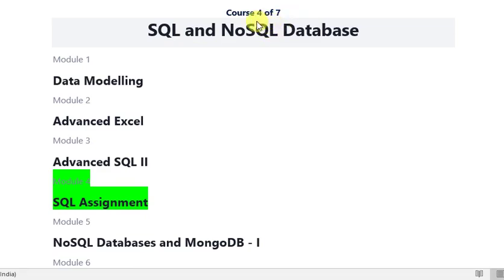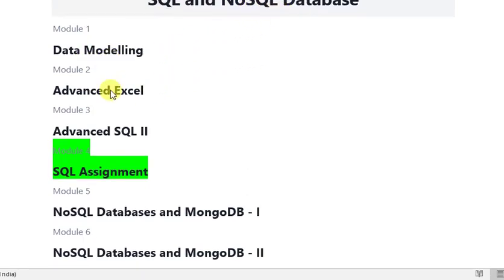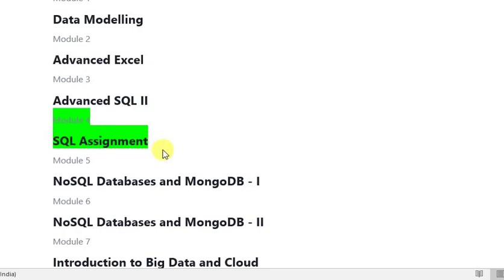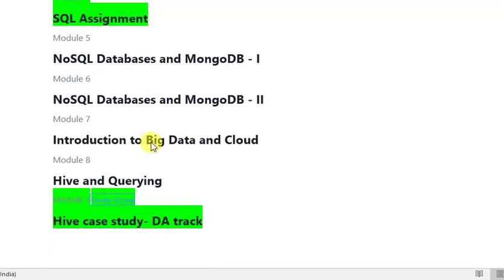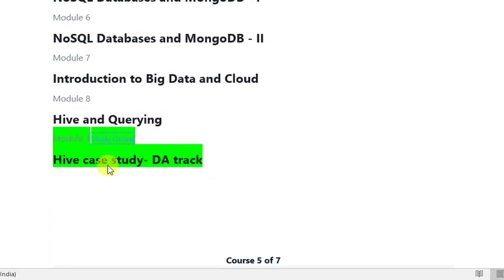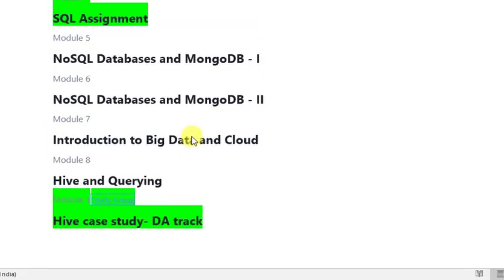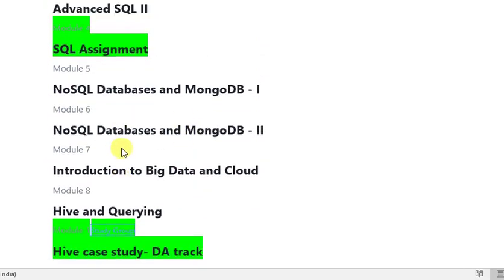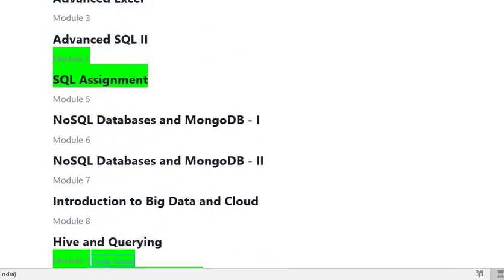Hello. Today is the time for course 4, that is SQL and NoSQL database. In this, we are going to study about data modeling. Here, one assignment is there in module 4. An SQL assignment is there, and another assignment is a Hive case study. These two assignments, which are highlighted in green, I will show you later.